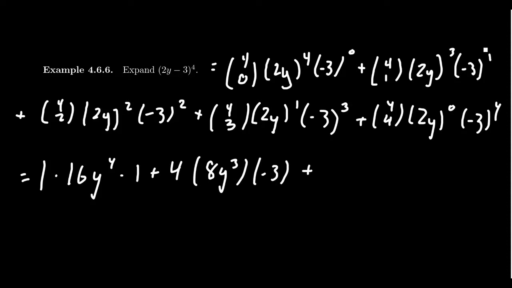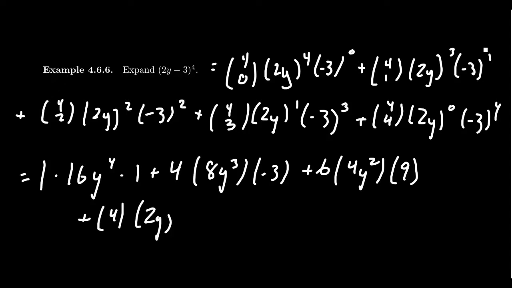Then the next one we're going to get is 4 choose 2, which is 6. 2y squared will give us a 4y squared, like that. And then you get negative 3 squared, which gives us a positive 9. Pay attention to the sign there. The next one, 4 choose 3, which is also 4. Then we're going to get a 2y, and we're going to get negative 3 cubed, so that's negative 27. And then lastly, 4 choose 4 is 1. 2y to the 0 is also 1. And we get negative 3 to the 4th, which is a positive 81.